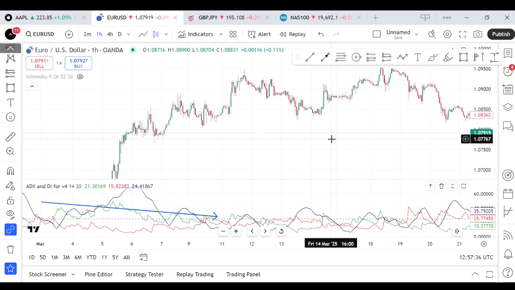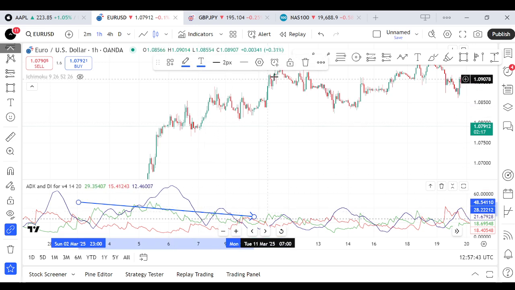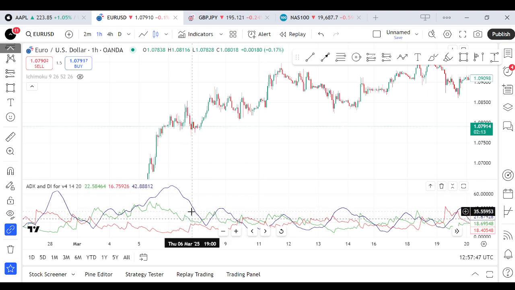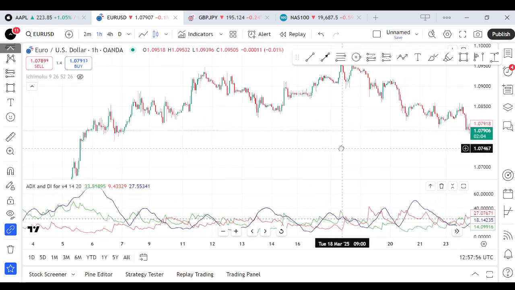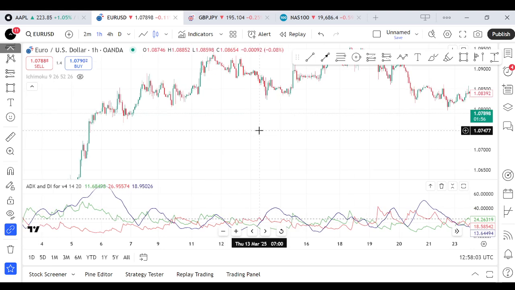Now for DI, the directional movement indicators, the positive DI being above the negative DI signals an uptrend, while the negative DI, which is the red line, being above the positive DI signals a downtrend. So I believe with this, we now understand how these two indicators work. Let's dive straight into the strategy.